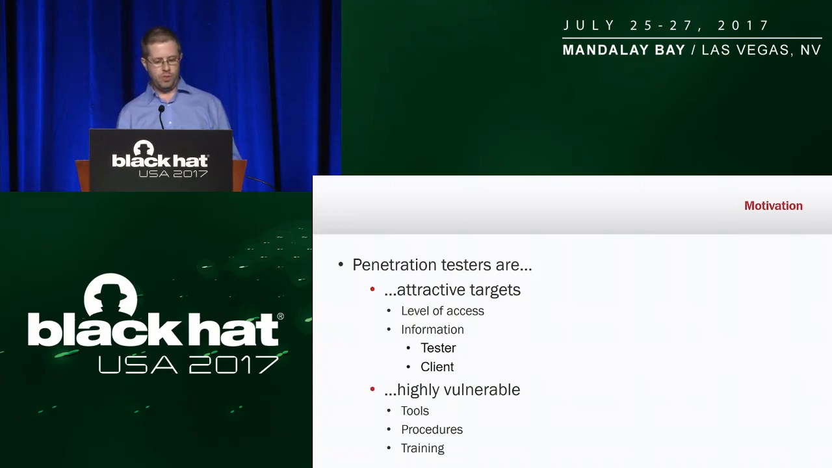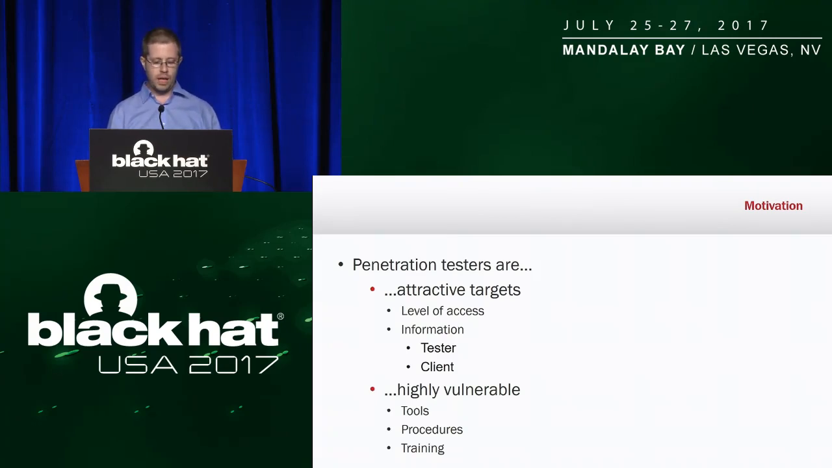The motivation for this work is that penetration testers are attractive targets. They have a level of access to their client systems that might even exceed most of the network admin staff. Very rarely do you see a network where responsibilities are well segmented, but if you have several different admins with different levels of privilege, well, the pen tester comes in and generally gains access to all of those, and so you have one person or one group that has full control over that entire network for some period of time, and that's not unusual, that's more common than not.